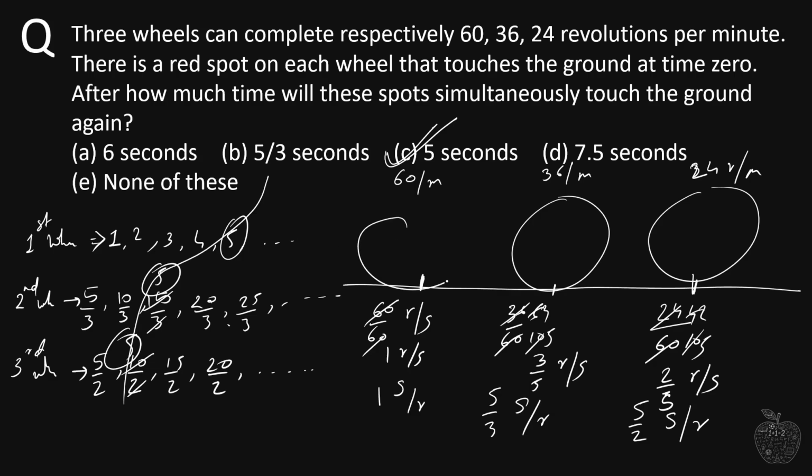So that is the reason why we calculated the LCM, where we found the least common multiple, to find when they will touch the ground. So this is the concept behind finding the LCM. I hope you are clear about this. So option C is the correct one.